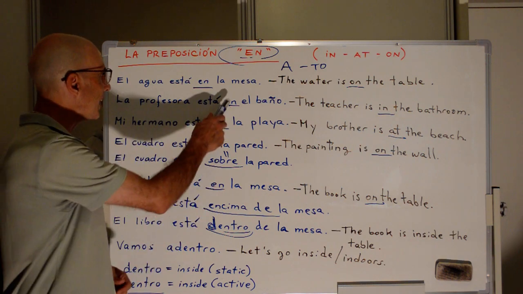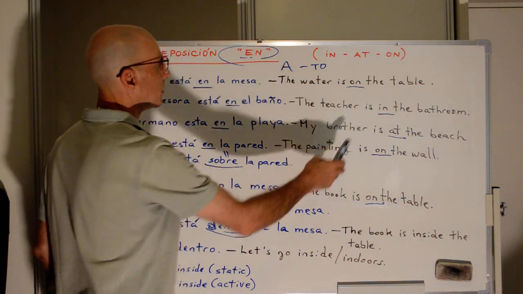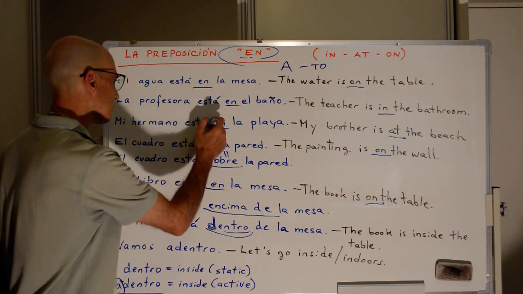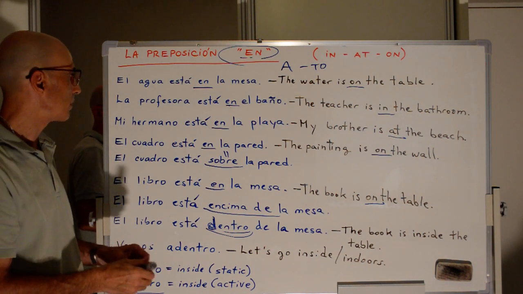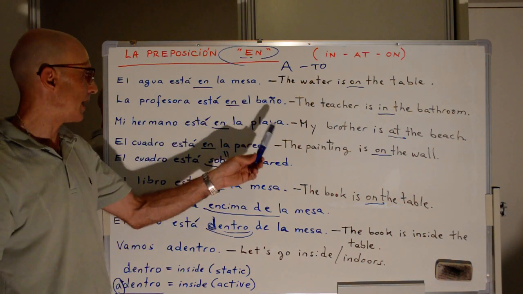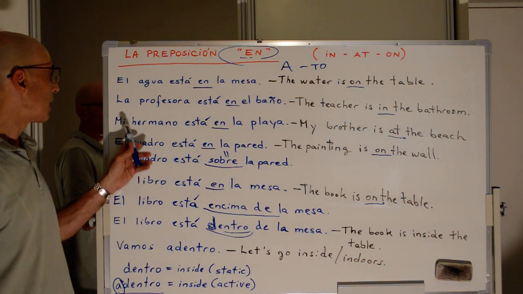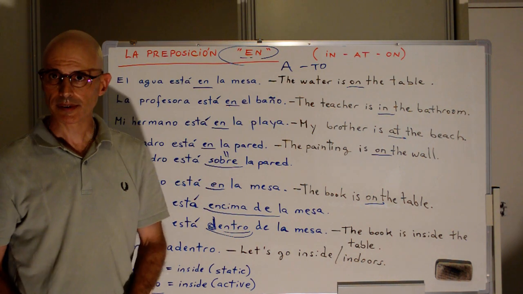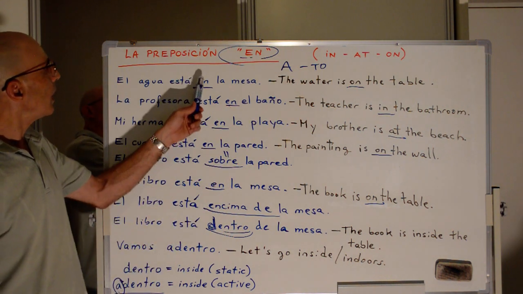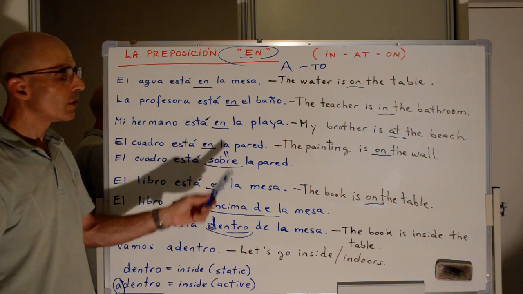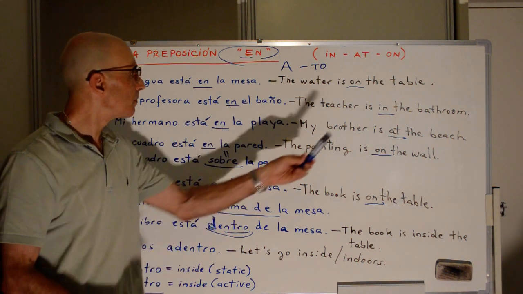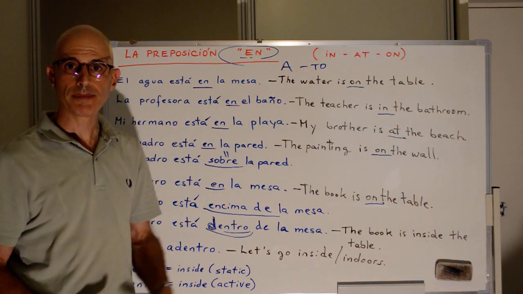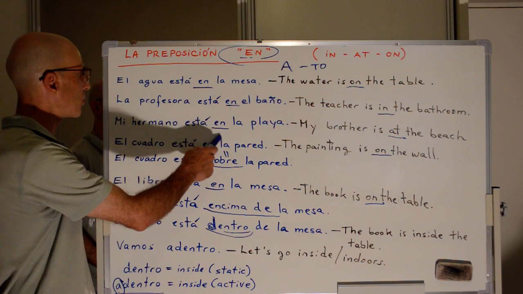Okay? So here, en for in. Right? Mi hermano está, I missed the accent mark, the tilde, en la playa. Mi hermano está en la playa, for my brother is at the beach. Alright? Now you see that here we have used the preposition en for in, for at, or for on. Okay? So you can see how flexible this preposition is.